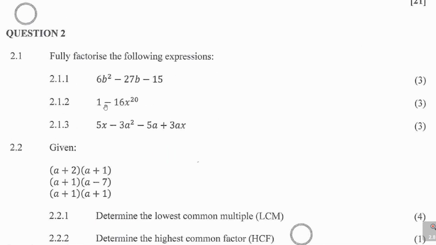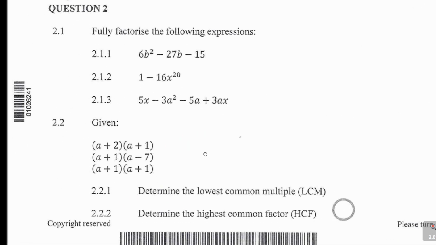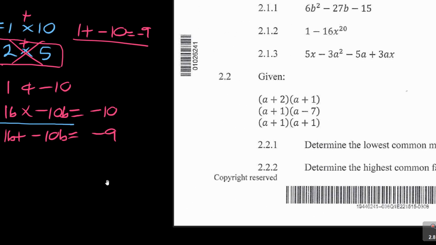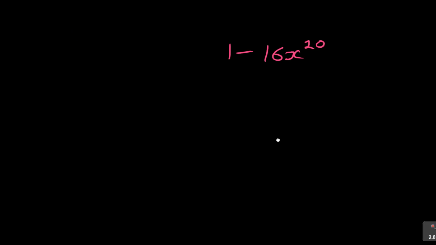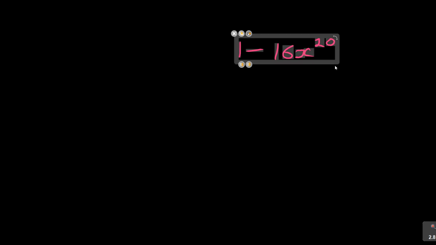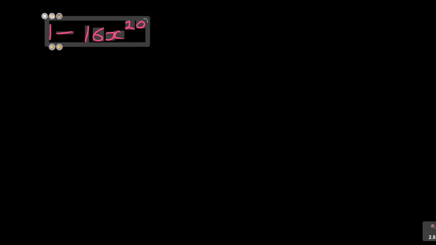Alright. The next one, 2.1.2, you have to factorize 1 minus 16x to the power of 20. Let me write it down here. Okay, let me clear that. It's 1 minus 16x to the power of 20. Let's do that. This was also 3 marks, much simpler, but you need to be very sensitive here because you can actually get things wrong. So what you need to do is like this.